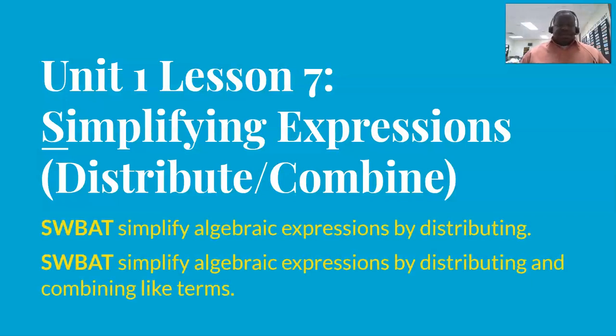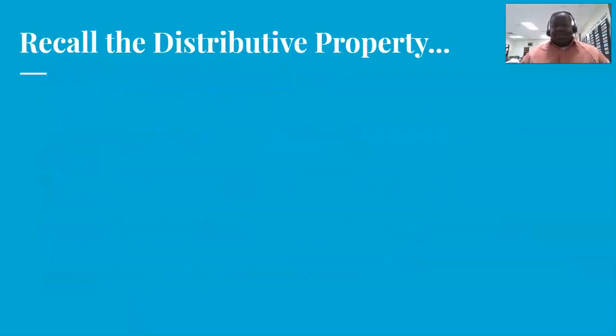Now, our learning objectives here in Lesson 7 are twofold. Students will be able to simplify algebraic expressions by distributing, and second, students will be able to simplify algebraic expressions by distributing and combining like terms. This is really an extension of Lesson 6 where we introduced combining like terms, and we're looking at problems that have a little bit more to them, a few more steps, but you're going to see a lot of similarities in the lessons here compared to Lesson 6. So let's go ahead and get started.